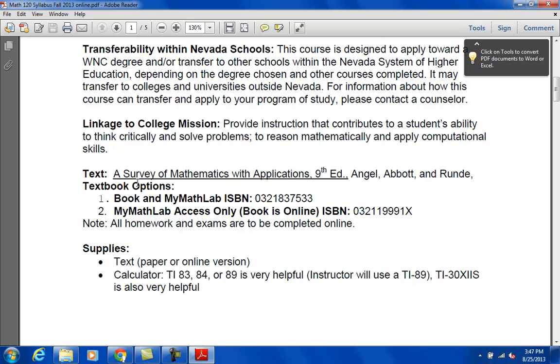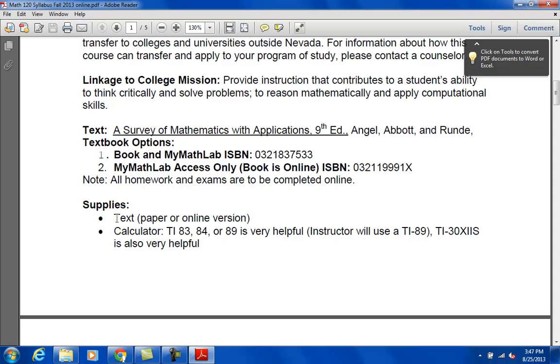So the book for this class is A Survey of Mathematics with Applications, 9th edition by Angel, Abbott, and Rund. You have two options. You can get the book with the My Math Lab access, and the ISBN is here. Or you can just get the My Math Lab access only and use the online book. Regardless, you need to work in My Math Lab because that is where the homework is done and the midterm and final are done. Okay, so supplies for the class. You need your textbook, either paper or an online version.